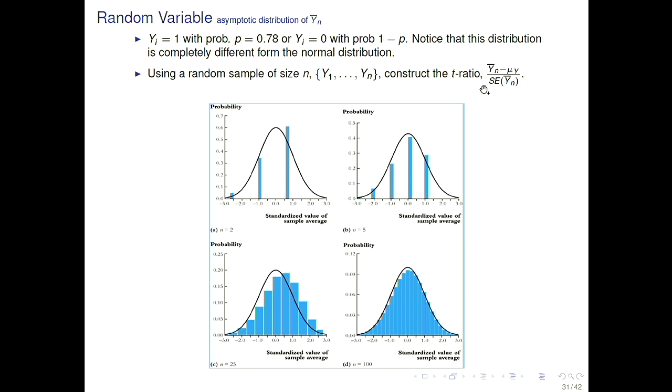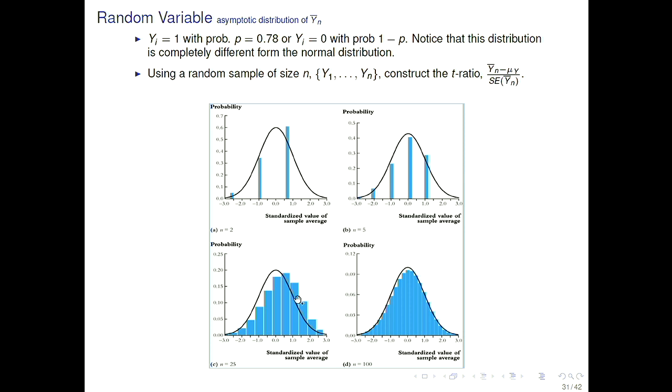And for some historical reason, this ratio is called the T ratio, because under some additional assumption, this ratio is exactly distributed as T distribution. But in this course, because we don't trust those assumptions, we are not going to use T distribution at all. But fortunately, under weaker conditions, as long as the sample size is large, this ratio turns out to be distributed as a standard normal distribution.